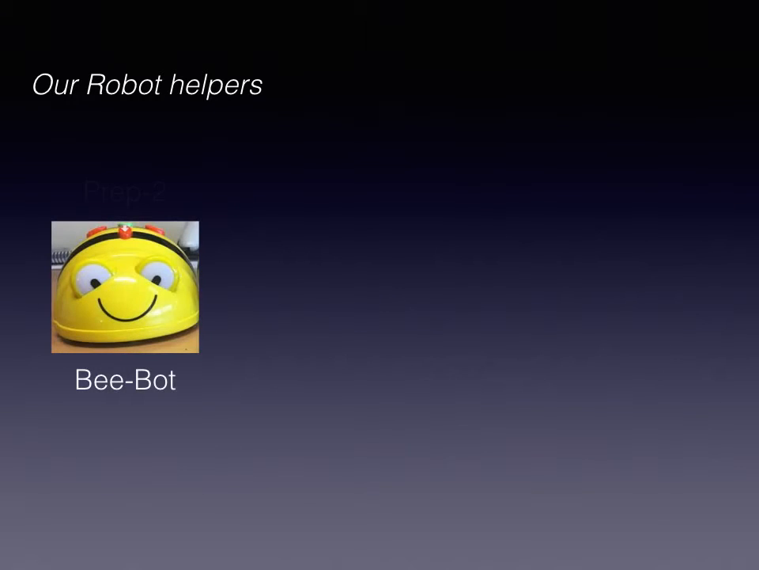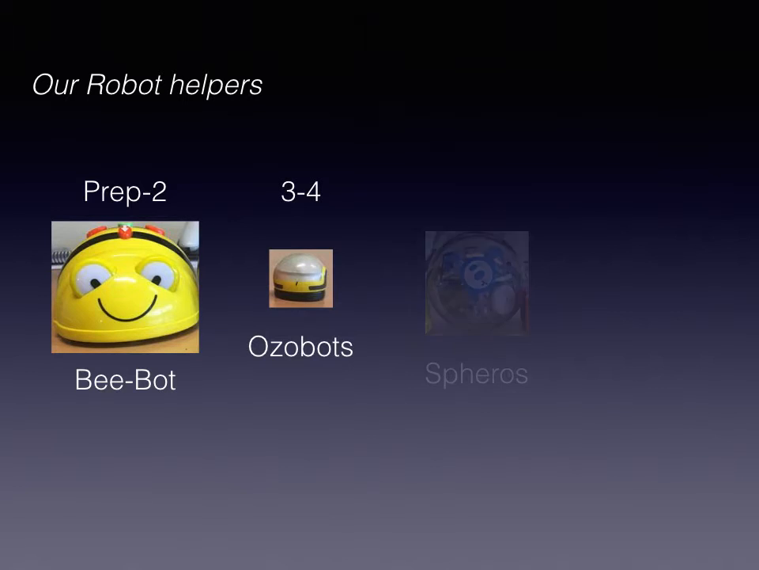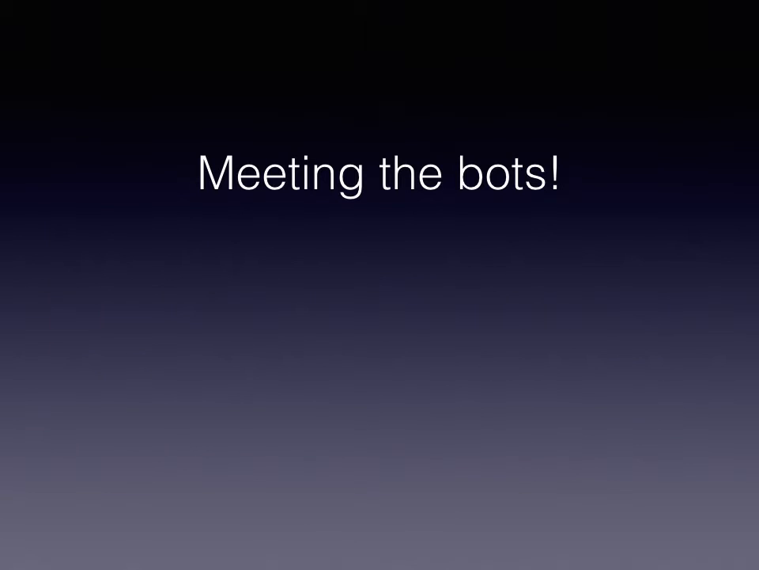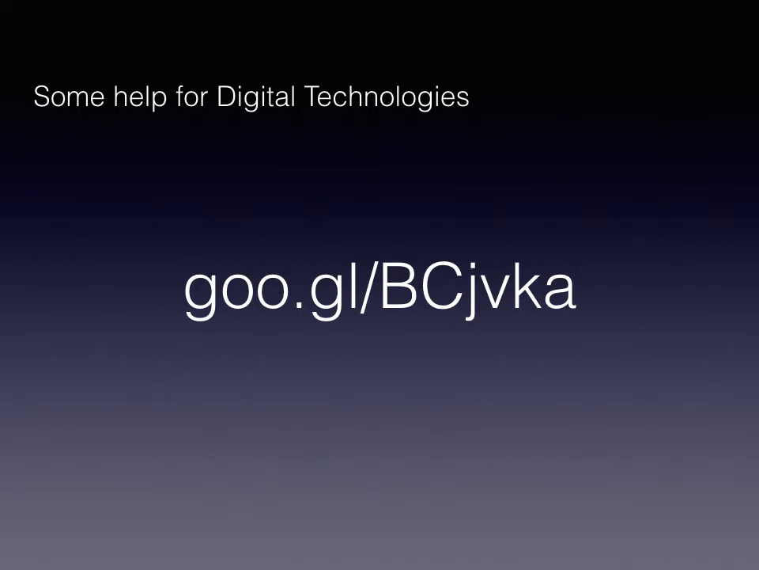Then I introduced you to the different robots that you might use in each area. So the BBOTs, the OZOBots, and the spheros. We also have Edisons that I didn't show you. So then you had a challenge to see if you could complete the challenge. And then we had a look at the site that I'd set up around digital technologies, which that link will work all the time, so you can keep that link and check it.